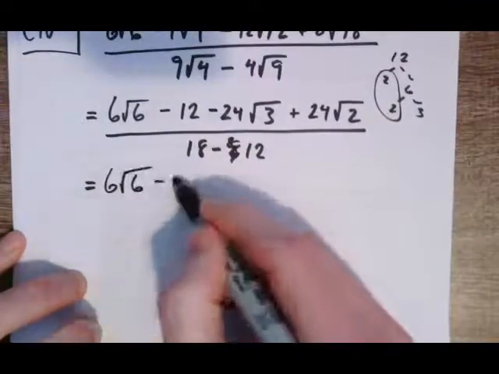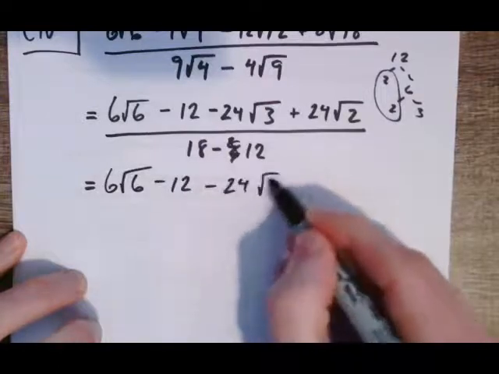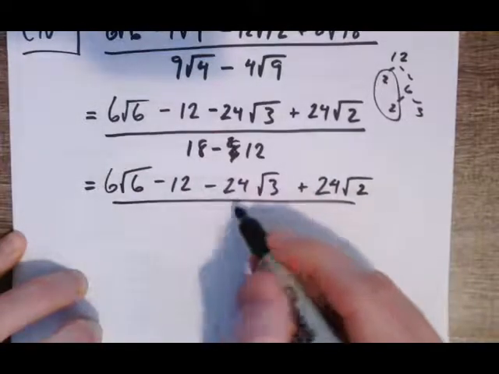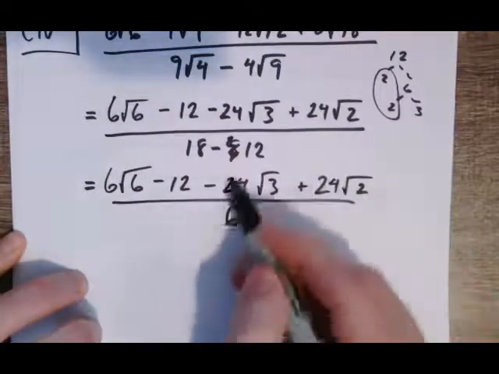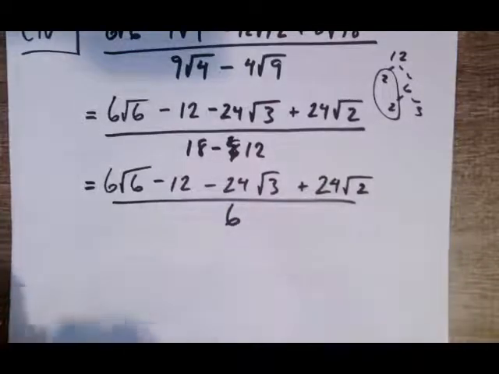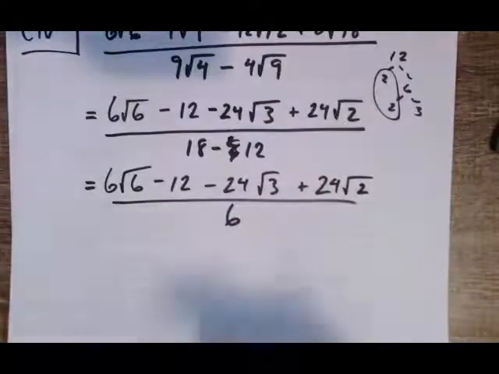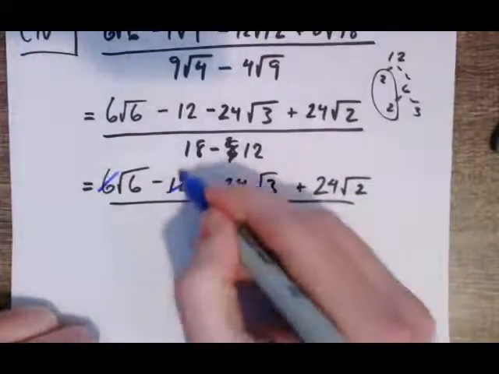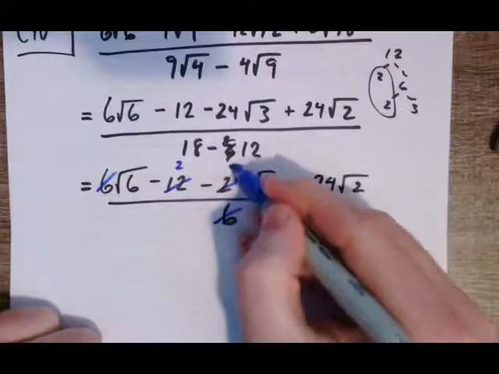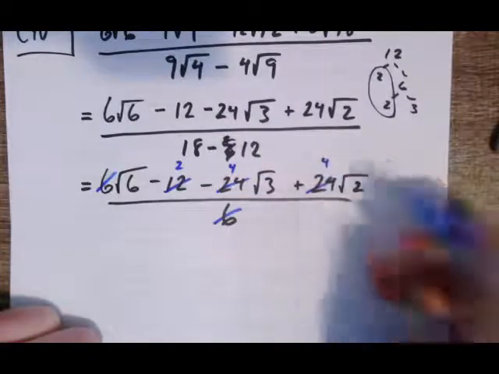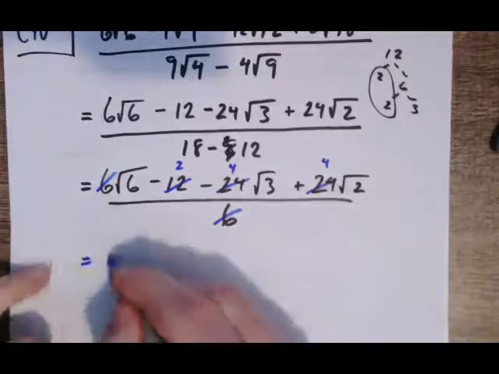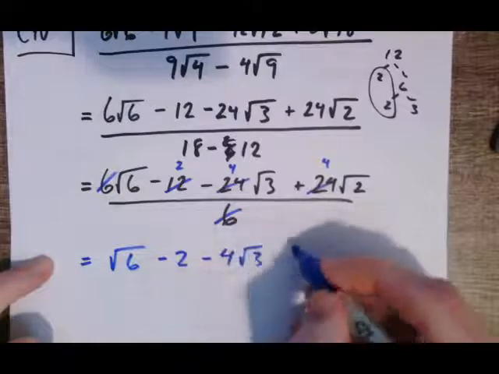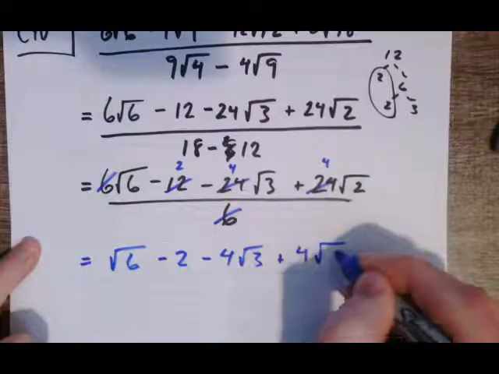6 root 6 minus 12 minus 24 root 3 plus 24 root 2 all over 18 minus 12 is 6. 6 goes into each of these evenly. Nice. These just cancel. It's 1 for 1. 6 goes into 12 2 times. Goes into 24 4 times. Goes into 24 4 times. We rewrite and we should be done. Root of 6 minus 2 minus 4 root 3 plus 4 root 2.